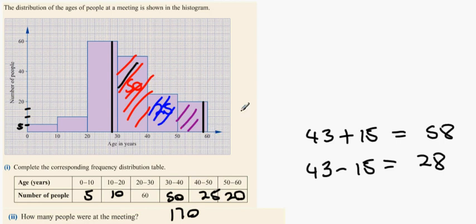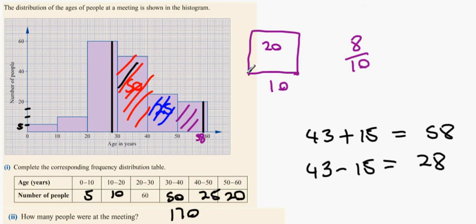Now if we zoom in here, what we have is a block, and it's usually 10 across, and when you have the full 10 across, you have 20 people. But we don't have 10 across, we go to 58. So we basically have 8/10 of the people, because we have 8 out of 10. So it's going to be 8 out of 10 multiplied by 20, which is 16 people. So this block here contains 16 people.